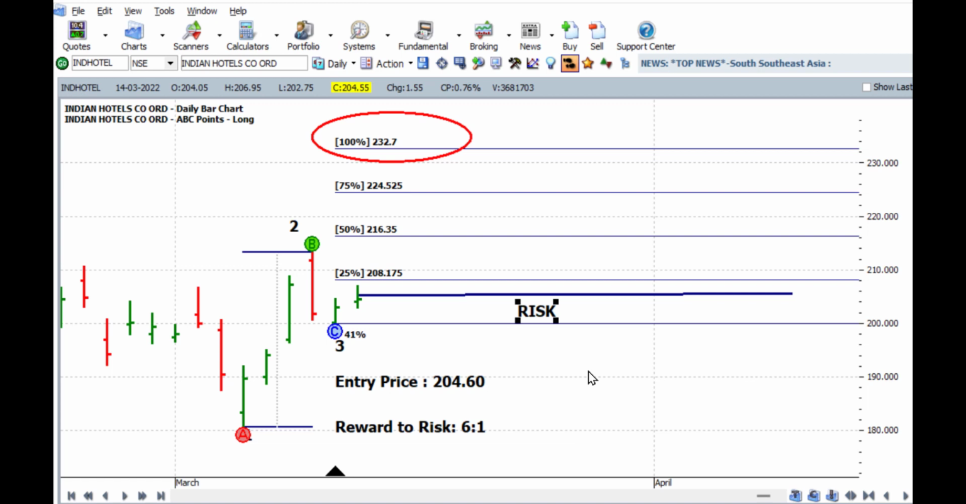Now we are into the trade, and our stop loss is here. Let me put it here that this is our stop loss. Let me take that away for a moment. Our initial stop loss, let me put that as initial stop loss, is here.